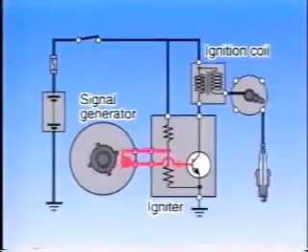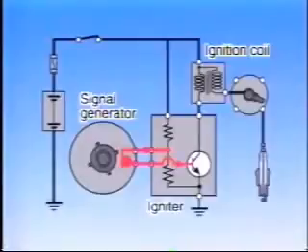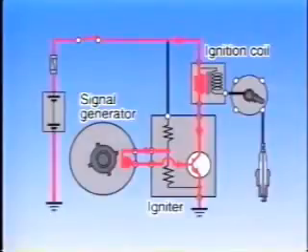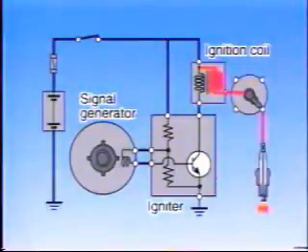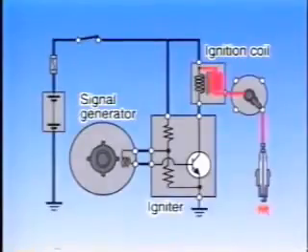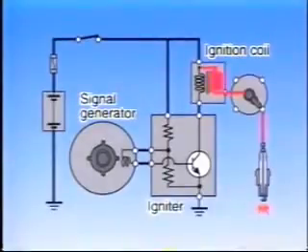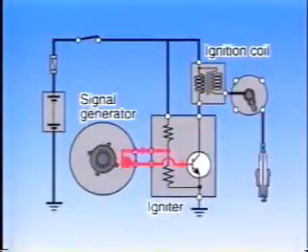The engine is running and the signal rotor approaches the pickup coil. The voltage is generated in the direction shown in the diagram. The base current flows, the transistor switches on, and the primary current flows in the coil. When the signal rotor's tooth is aligned with the pickup coil, the voltage generated in the pickup coil decreases, and the transistor is turned off. This cuts off the primary current and generates a high voltage in the secondary coil. The transistor is also turned off when the voltage is generated in the opposite direction in the coil.